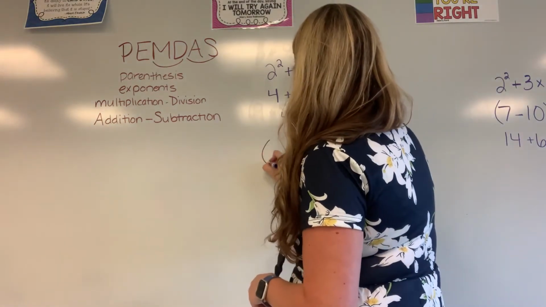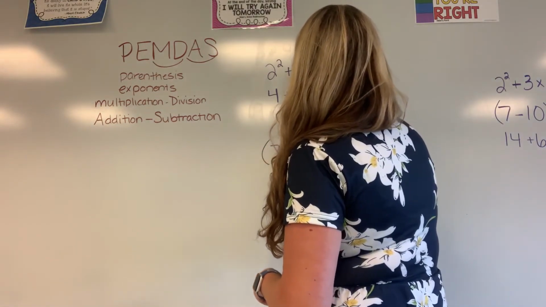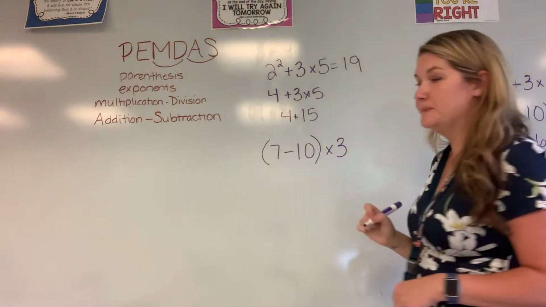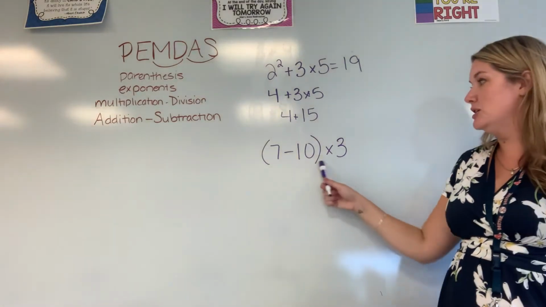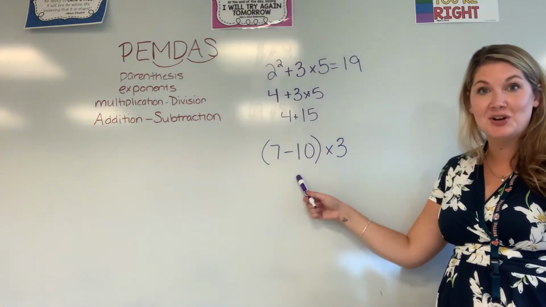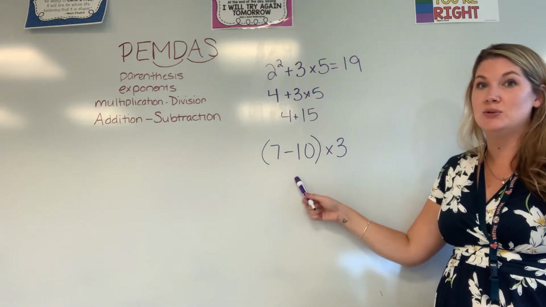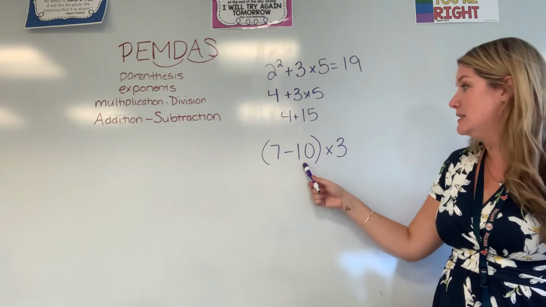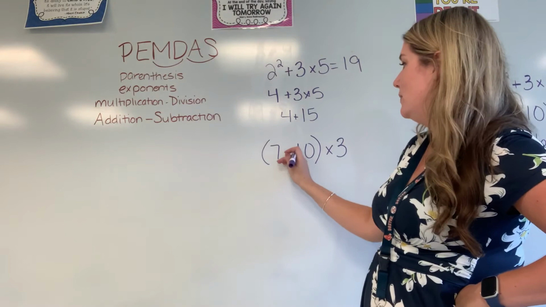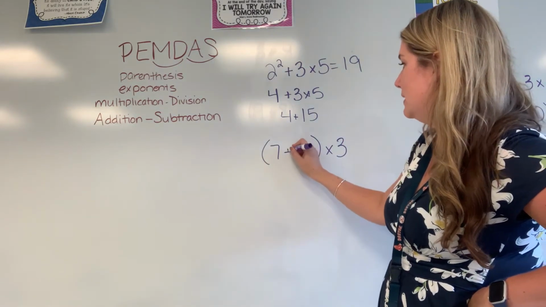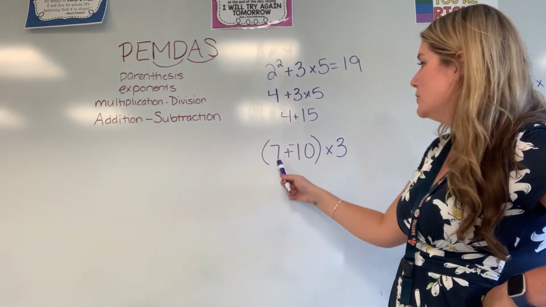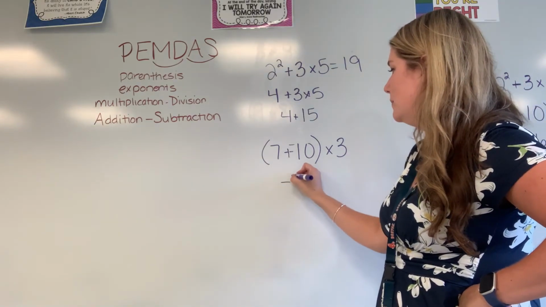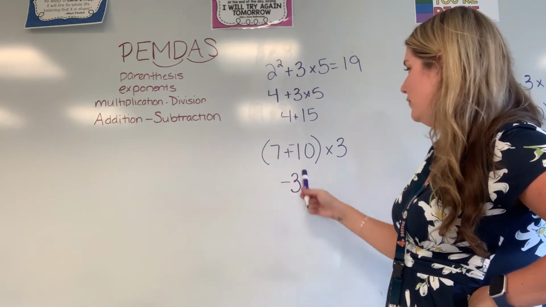I have another problem, which is 7 minus 10 in parentheses times 3. Now I have subtraction and I have multiplication, but because my subtraction is in parentheses, I'm going to do that first. 7 minus 10. Now be careful here because I can't take 10 away from 7 without going negative, so I'm going to keep change. So I have 7 and negative 10. I subtract my digits and keep the sign of the bigger number. So I have negative 3.